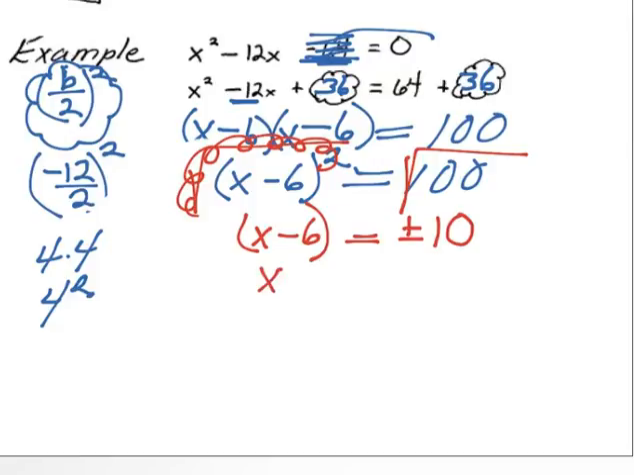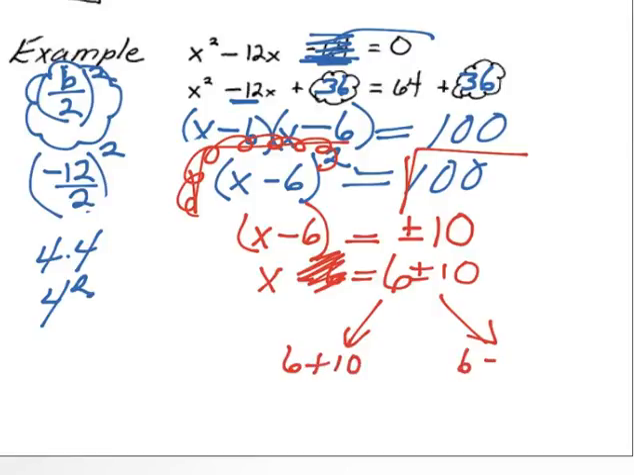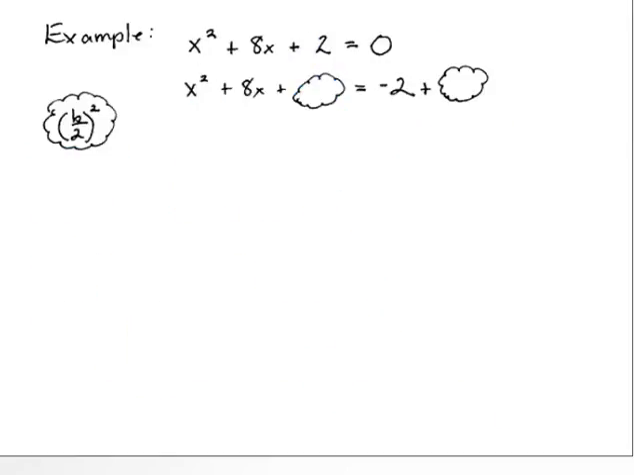Well, our next step is to move this 6 to the other side. So if I scratch it out over here and it's negative, it's going to be positive. And now I realize I've got two answers. I've got 6 plus 10, and I've got 6 minus 10, and that's 16, and that's negative 4. And doesn't that make sense? Because quadratics usually have two answers. They usually cross the line how many times? Two answers.